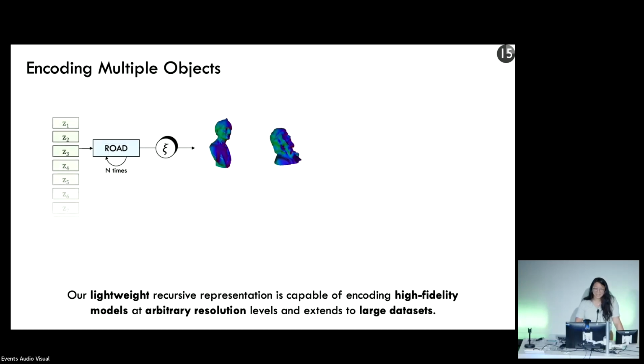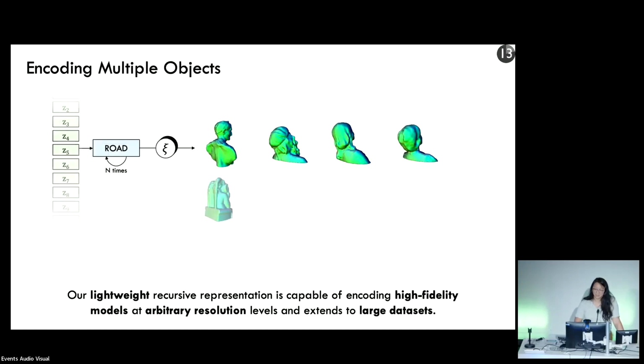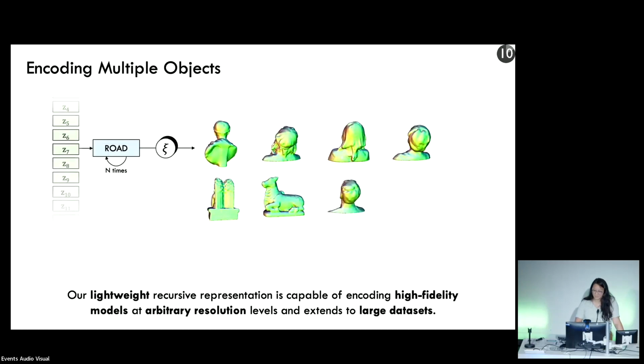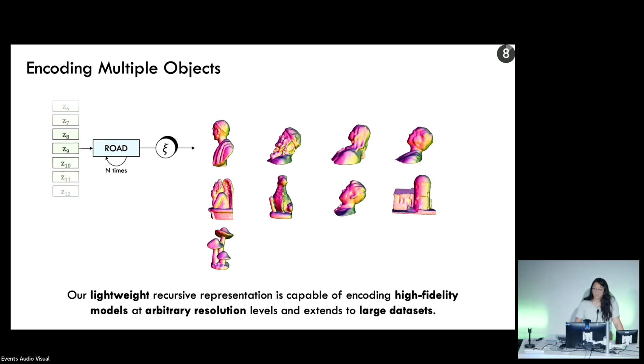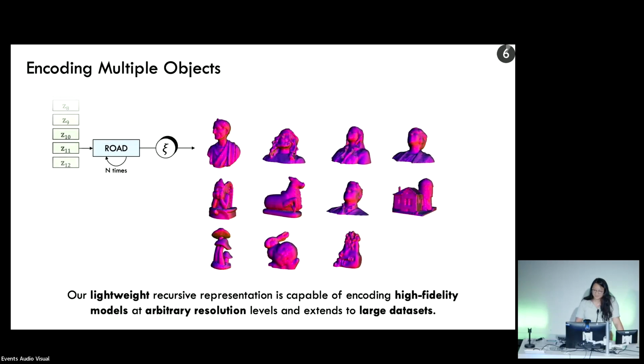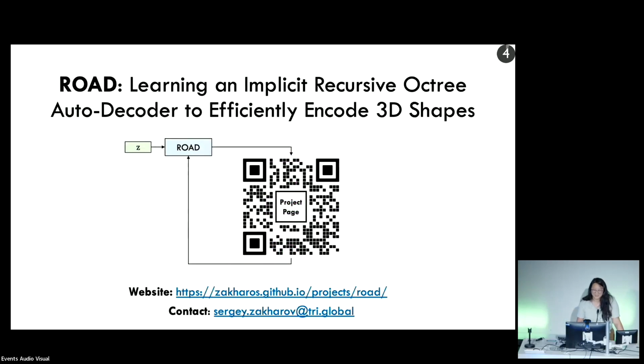So we show that a single network can encode over 1,000 objects given a latent vector per object. And this results in over 99% compression. Thanks for your time. Hope to see you at the poster.